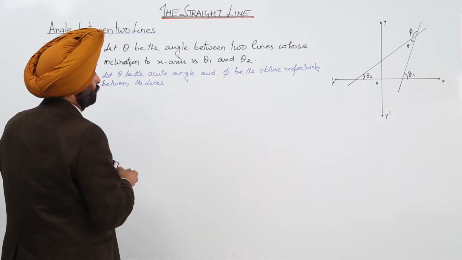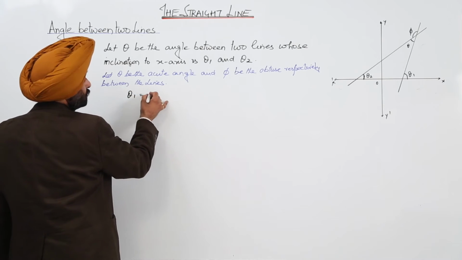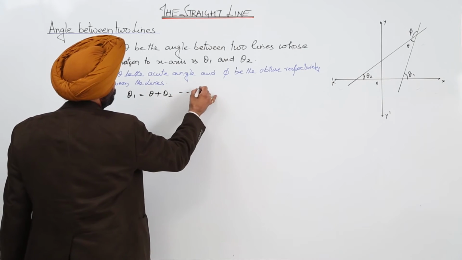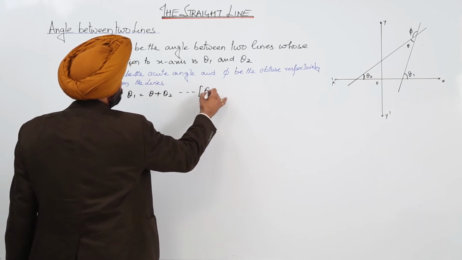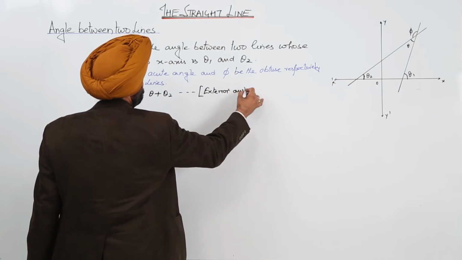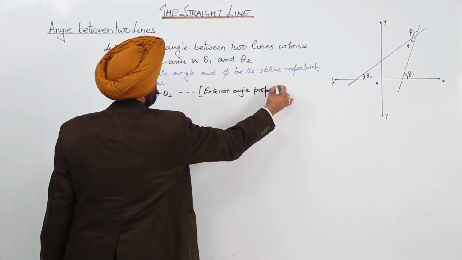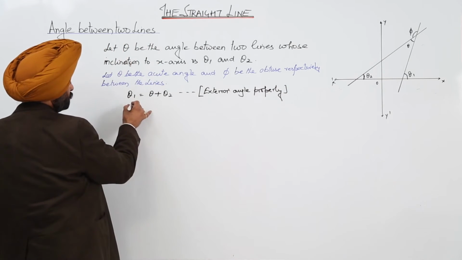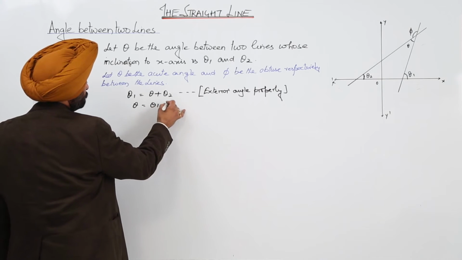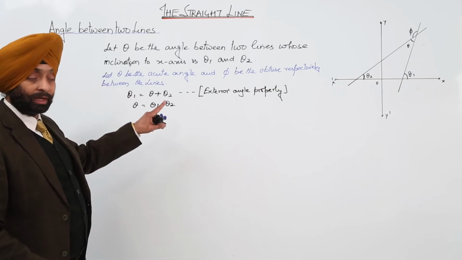Now for theta 1, what can we write? Theta 1 is equal to theta plus theta 2, by the exterior angle property. Now what will theta be? Theta will be theta 1 minus theta 2. Okay, theta will be theta 1 minus theta 2.